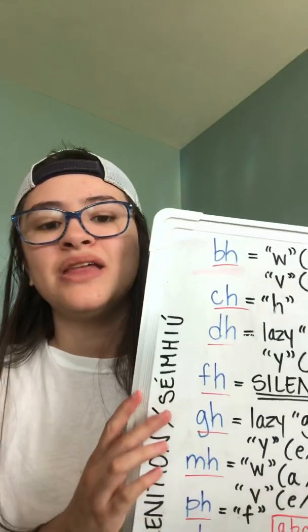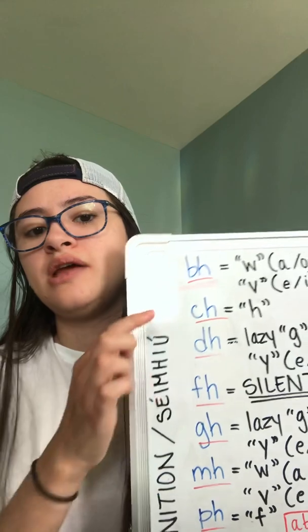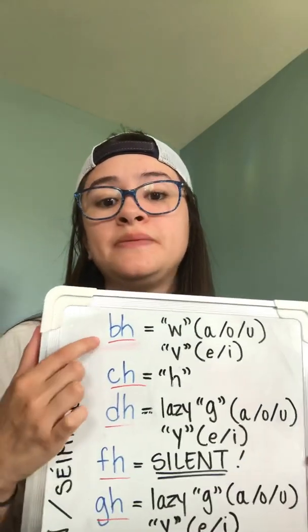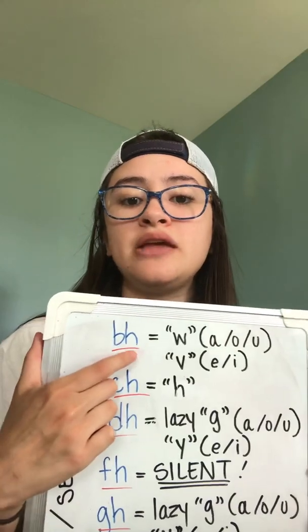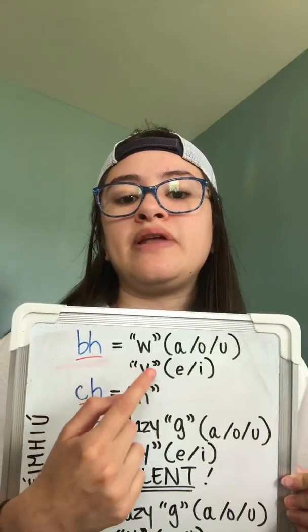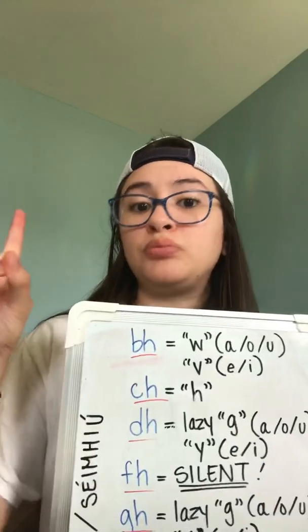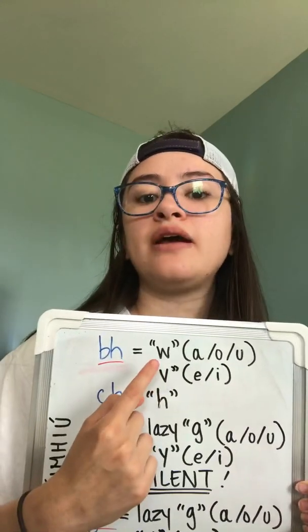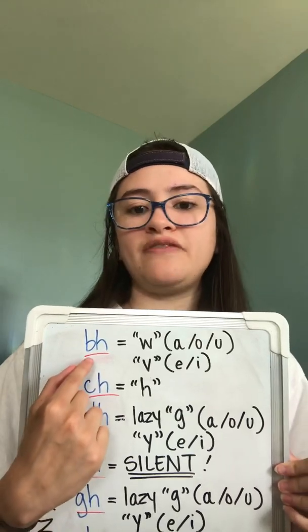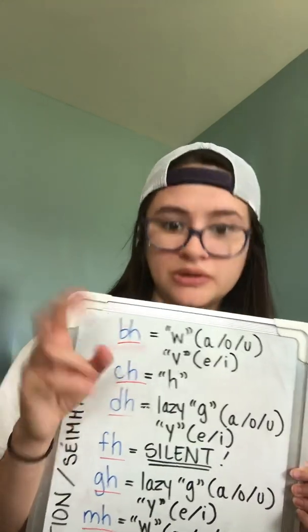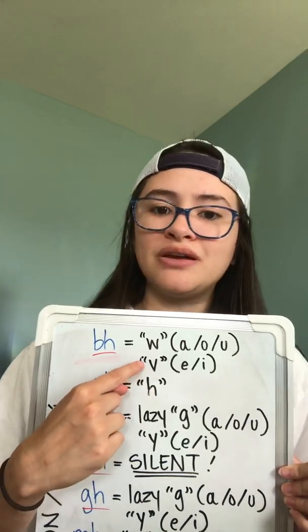I'll show you these. BH. B, when you lenite it, you add an H. If it comes before, in the word, an A or a U, called broad vowels, it'll sound like a W, W. If BH comes before an E or an I, slender vowels, it'll sound like a V, V.